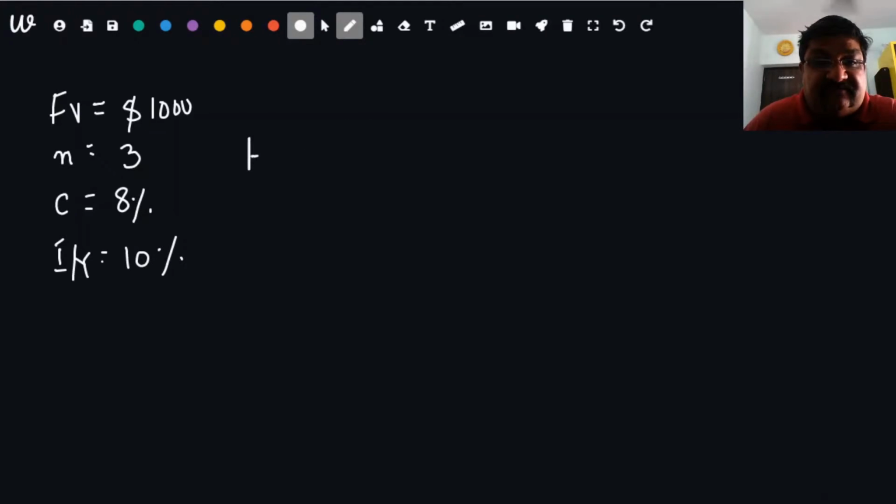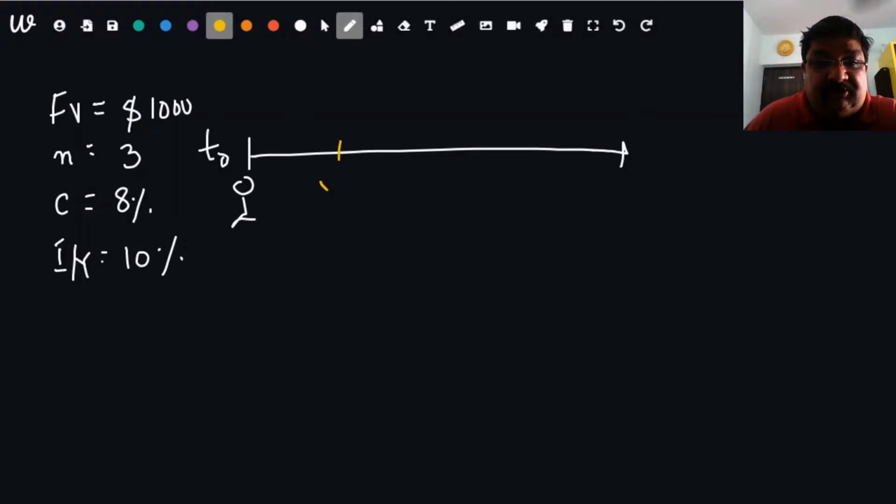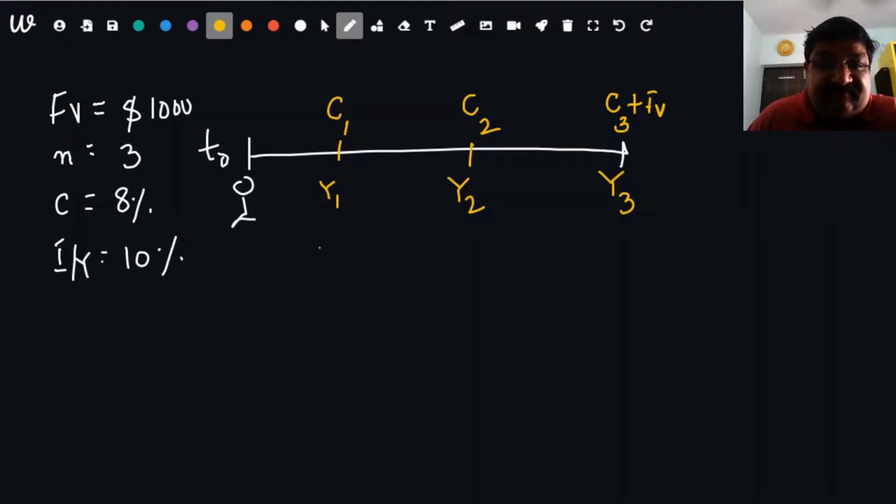Let's quickly put this in the form of a timeline. You are currently standing here, and as I always mention, this is time 0. At the end of year 1, you are expecting your first cash flow, which is the first coupon C1. At the end of year 2, you are expecting your second cash flow, which is C2. And at the end of year 3, you are expecting your third coupon C3 plus the face value of the bond. Let's try and first also put the values to these particular coupons.